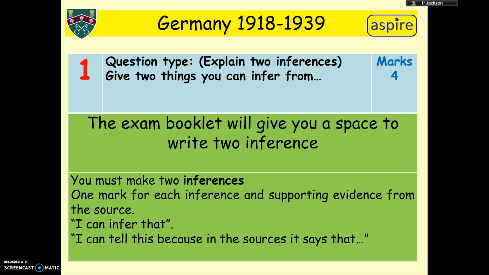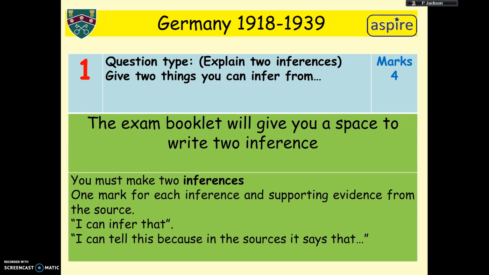And the question will say, give 2 things that you can infer from the source about a particular thing. Infer means what you can work out, so you want to use phrases such as, I can infer that, and basically you need to make 2 inferences. You get 1 mark for a correct inference and 1 mark for supporting evidence from the source. So you need to quote the source.